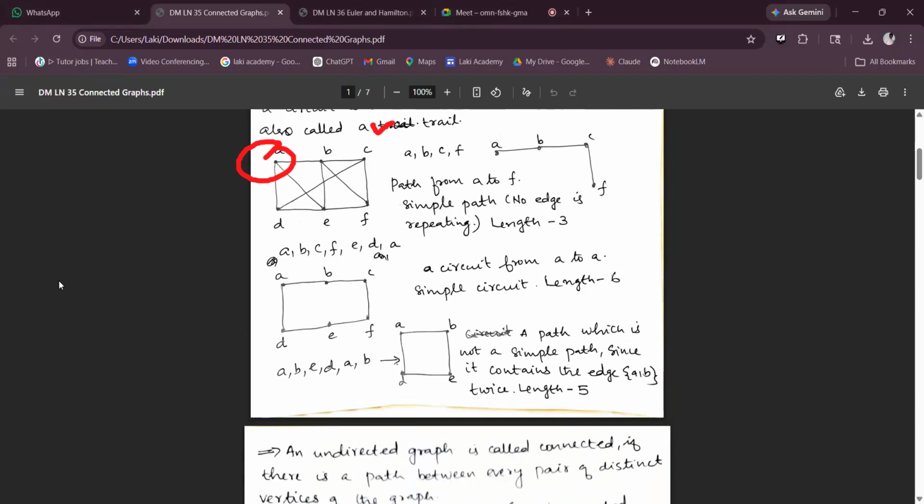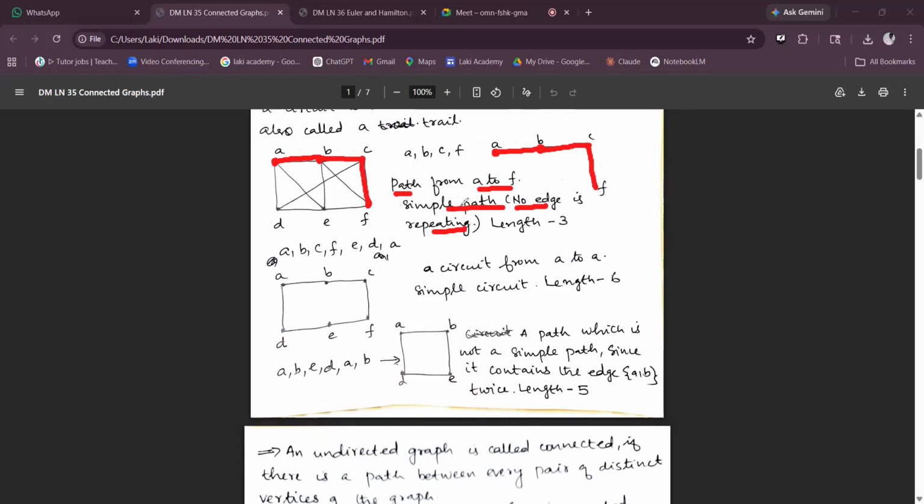Let's suppose this is a graph. First you are going from A to B, B to C, C to F. This is a path from A to F. This is called a simple path. Why? Because no edge is repeating. A simple path is a path whose edges are not repeated. And the length of the path is 3, because there are 3 edges.